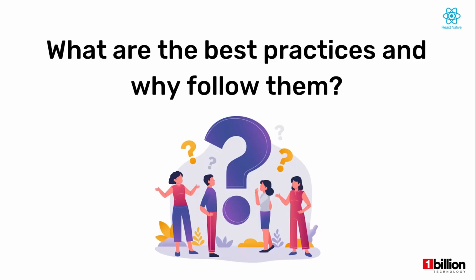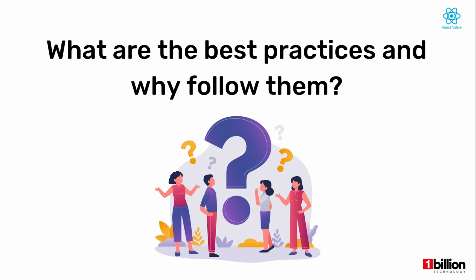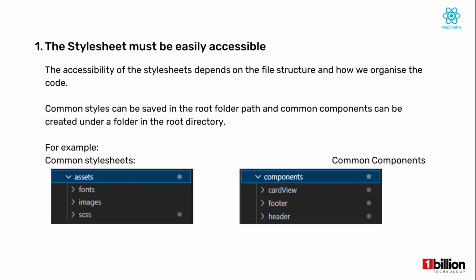Moving on to the best practices and why we follow them. There are various best practices we can follow, and I'll be going through a few common ones. The first is making sure that your style sheets are accessible. This depends mainly on the file structure of your project, where the files are and what each file contains. For example, if you're going to use common style sheets, you have to create the assets folder.